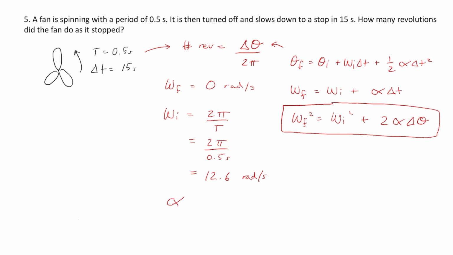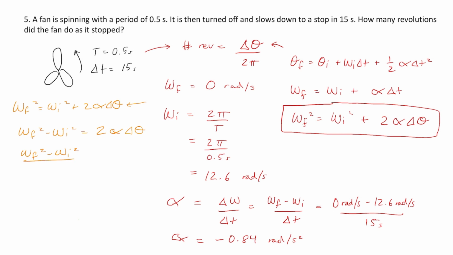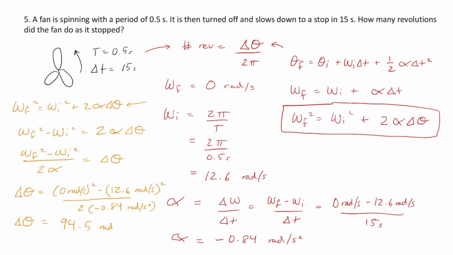And finally, we need to solve for the angular acceleration, which is equal to the change in angular velocity divided by delta t. When I plug in my values, we find that the angular acceleration is equal to negative 0.84 radians per second squared. And now we have everything we need to solve for the change in angular position. All we need to do is rearrange this equation to isolate for the change in angular position, and then we just need to plug in our values and solve. And what we find is that the change in angular position is equal to 94.5 radians.